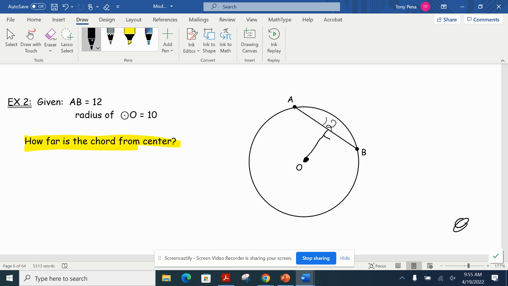I can get my pen to work. There we go. The answer to the question is this guy right here. How far is the chord from the center? That is the length that goes from the center at a 90-degree angle to the chord. All right.